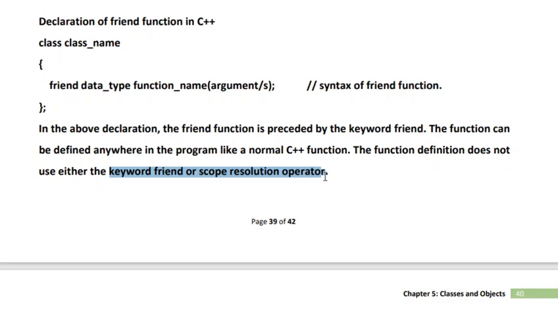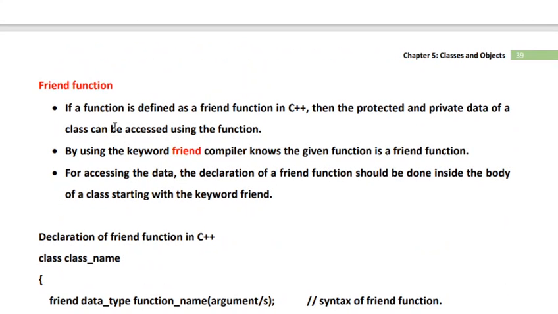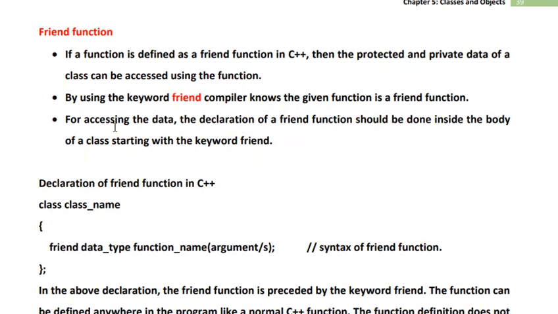Okay. So if we are defining a function outside the class, normally what do we do is we provide the scope resolution operator and the name of the class. Now, since a friend function is not a member function, we need not provide the friend keyword or the scope resolution operator. So this is a very important aspect of C++ programming. That's the friend function.